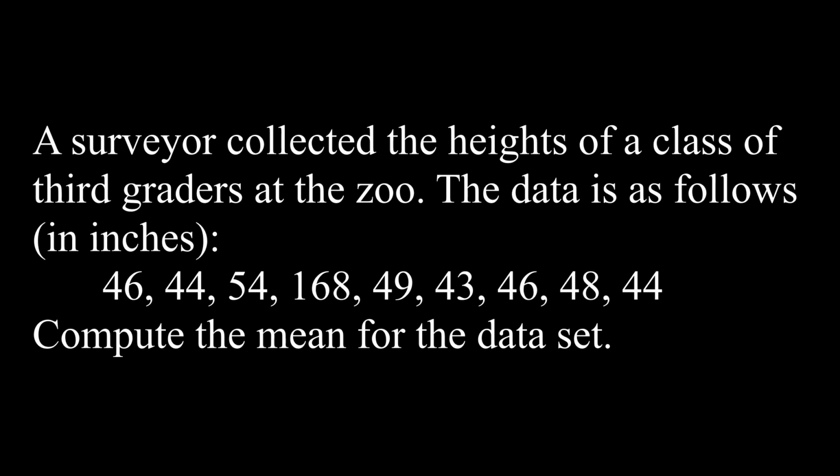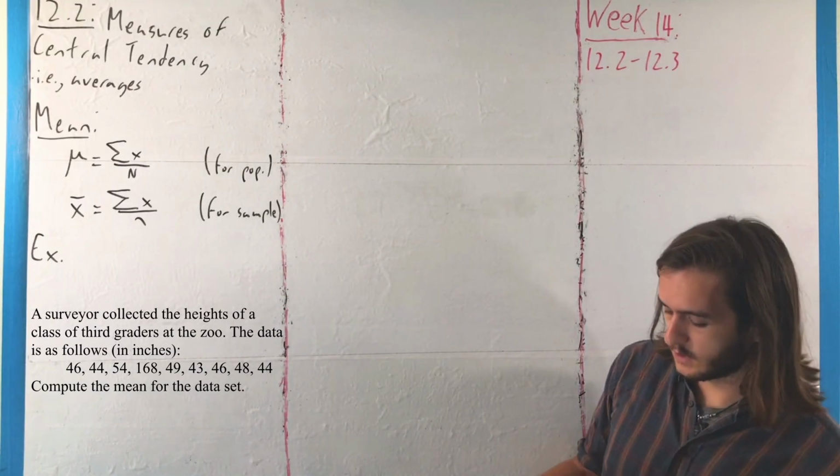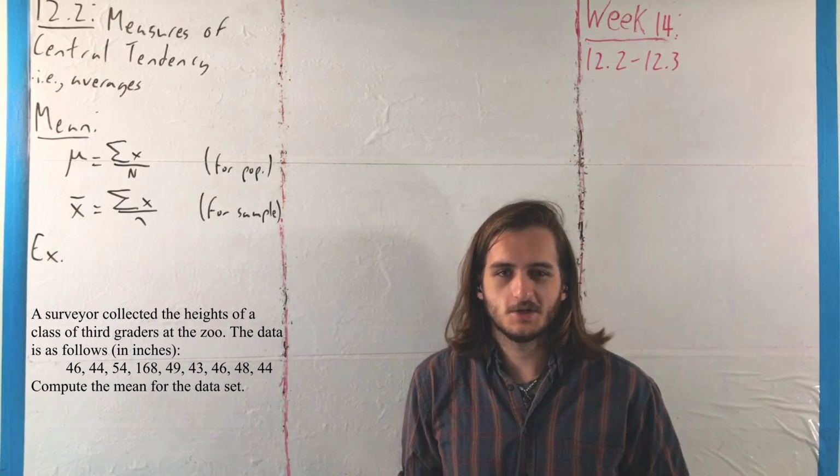So for this example, we have a surveyor that collected the heights of a class of third graders at the zoo. The data is as follows in inches. We've got those heights as given, and one should stick out just a little bit. We want to compute the mean for the data set. So first thing we should pay attention to here is we're looking at the heights of third graders at the zoo. It's a little bit silly.